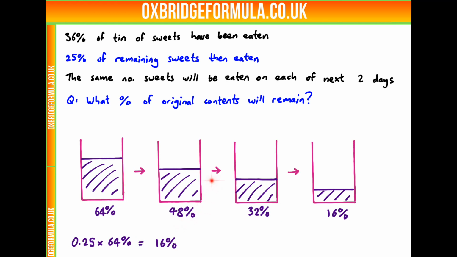And so here we've been taking away the same number of sweets rather than the same proportion of sweets. And so that's the key distinction to make in this question. And so after these 2 days, the percentage of the original contents remaining is 16. So this is our final answer, which corresponds to C.